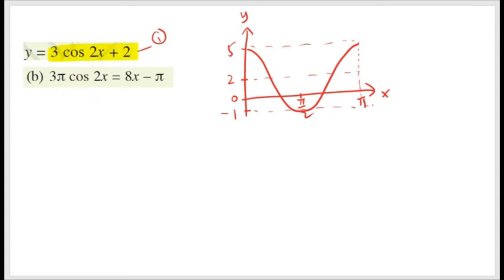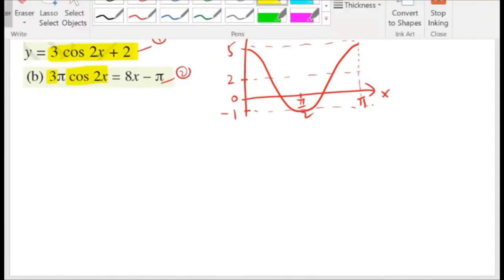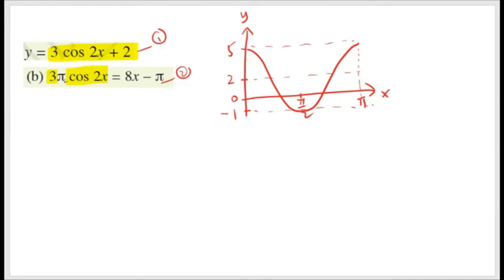For the second equation, how to change to 3 cos 2x plus 2? Same thing. We find out the 3 cos 2x first. 3 cos 2x. Okay, so what is the extra now? The extra now is pi, right? We don't want pi, so we have to divide by pi for each term. So this one can be simplified.